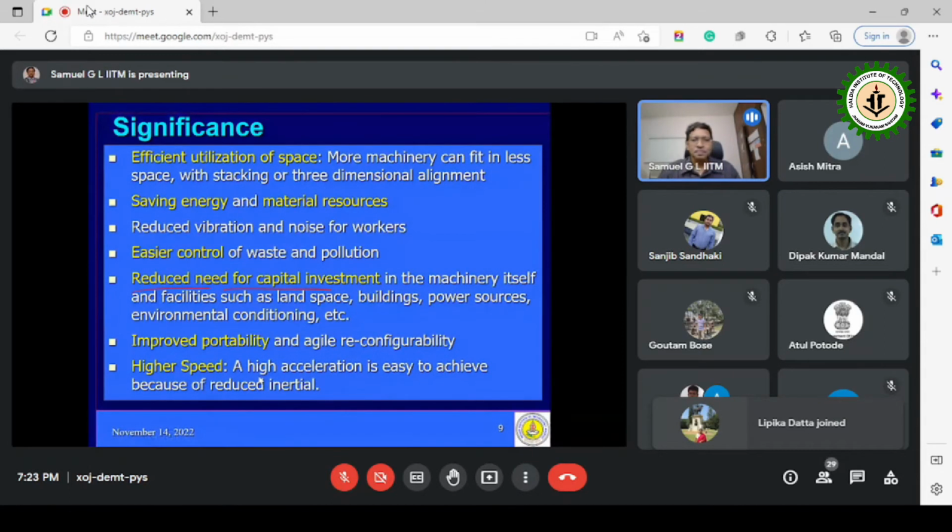Before I move on, I'll ask you a question. Since you're all teachers, you would have seen machine spindles rotating, maybe in a lathe, a milling machine, or a grinding machine. What is the RPM of these spindles? Turning, milling, and grinding.